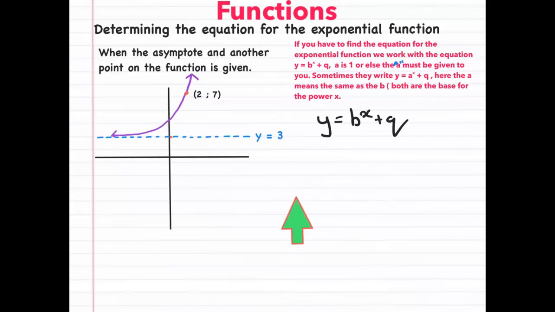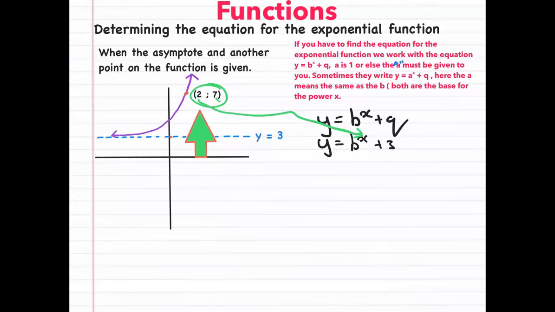So now what I do is I put in my q, just like we always do. So that means y equals b to the power of x plus 3. Okay, because q is my asymptote, right? And now, very easy, we simply substitute the new point, which is this one, which I will circle in green for you. That point, we take the x, we put it in x's place. We take the 7, we put it in y's place, and then we solve for b. So this will basically be 7 equals b to the power of 2 plus 3.